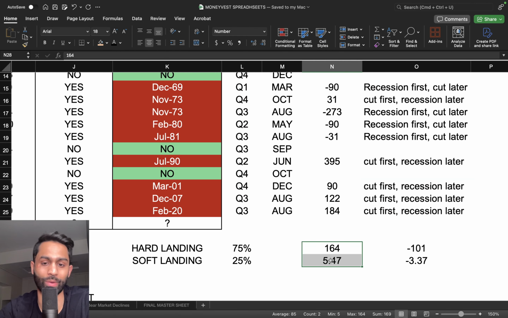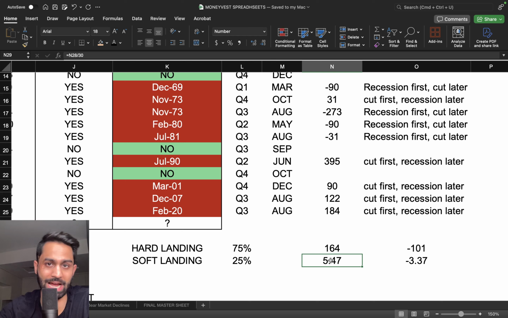On average, we have seen a rate cut about 164 days, or just under 6 months, before the recession actually happens. So if you're expecting a September rate cut in 2024, you tag on close to 6 months from September. We're expecting the end of first quarter, beginning of second quarter 2025 for the recession to begin.